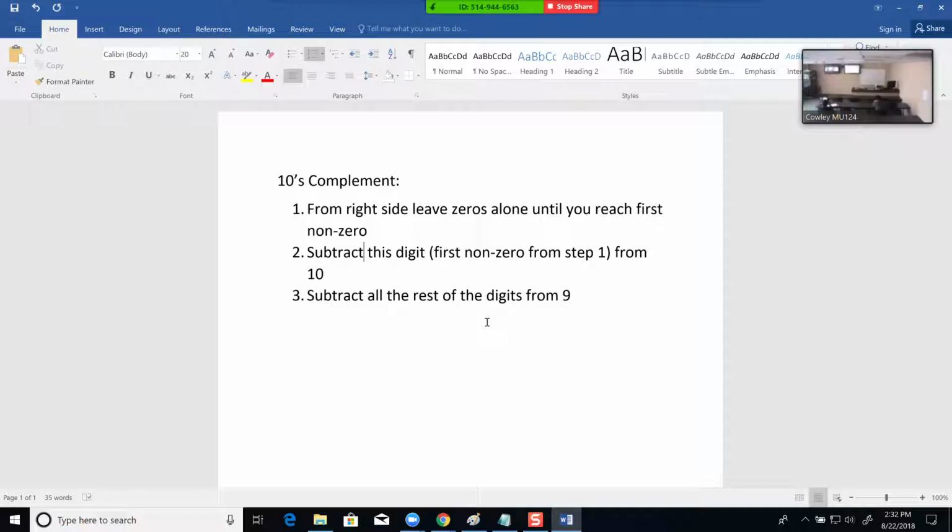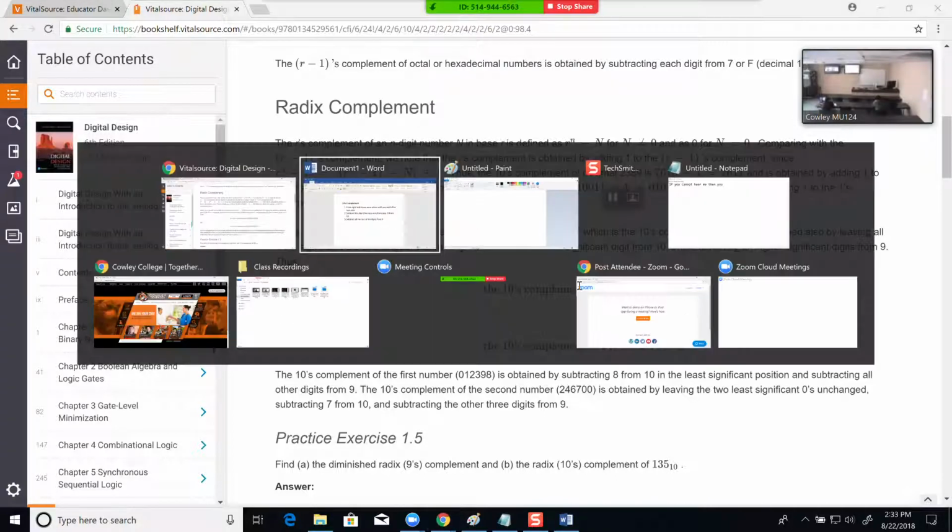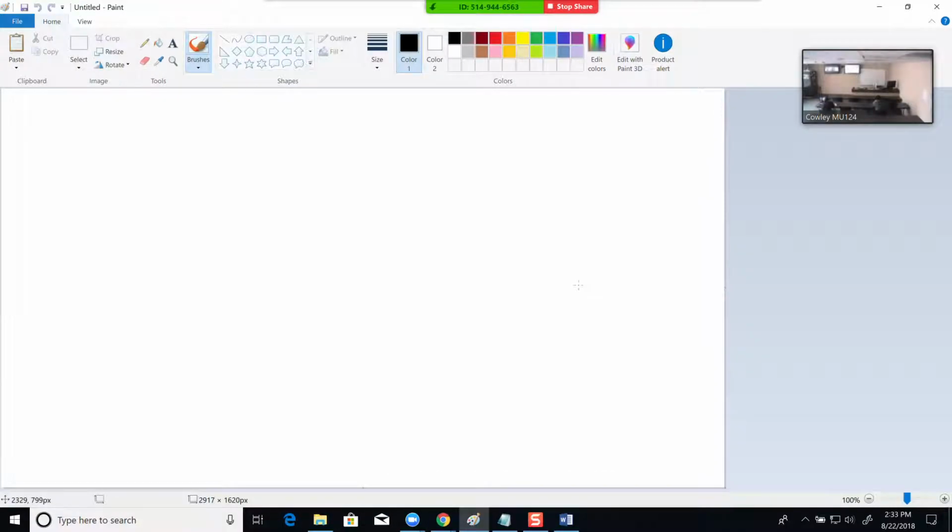Is anybody still writing that down? Okay. Now the example we're going to look at is on page number 12 in your book, kind of down at the very bottom. It says the tens complement of 0, 1, 2, 3, 9, 8. Okay, so let's write that down. We've got 0, 1, 2, 3, 9, 8. And specifically what we're doing is finding the tens complement.